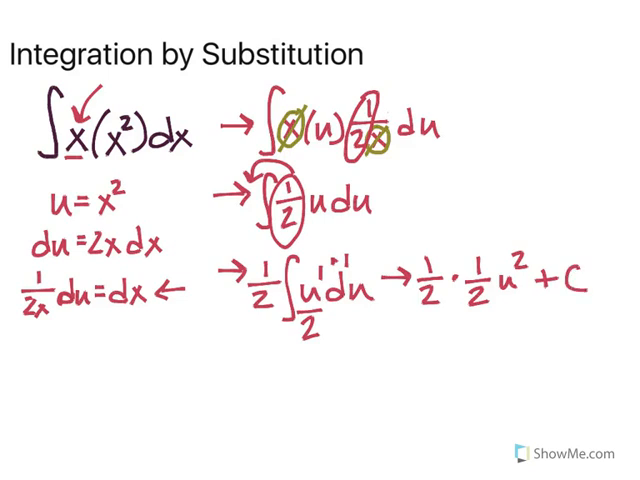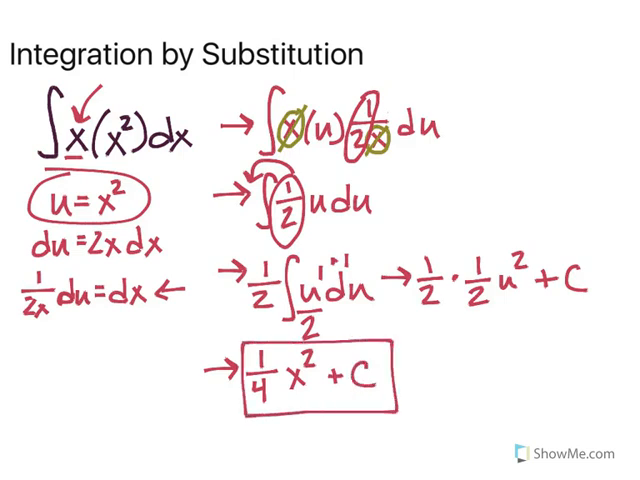And this is what you're going to be doing for every single indefinite integral, okay? The last thing that we need to do is simplify and resubstitute. 1/2 times 1/2 is 1/4. My u originally was the x squared, so I'm going to replace that with x squared, and then plus c. And that is the purpose and goal of using substitution with integration.